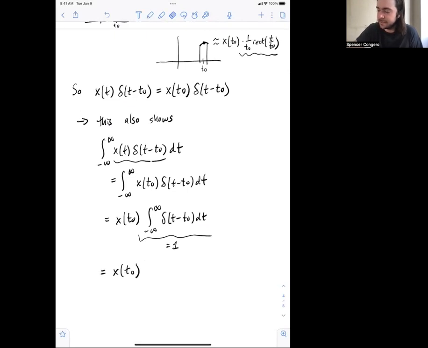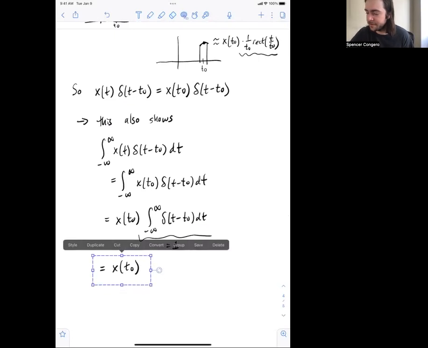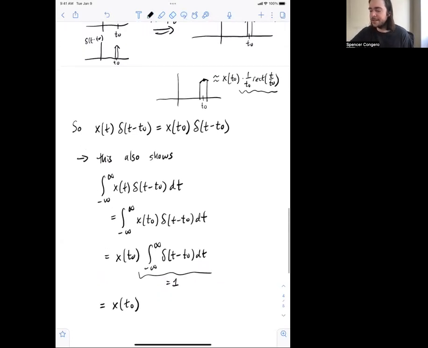So when I integrate x of t times a shifted delta, it picks out the value of x of t at the location of the delta function. These are some properties of the delta function we're going to be using throughout the rest of the class. Hopefully they all make sense, and you'll see how to use them as we see more examples.